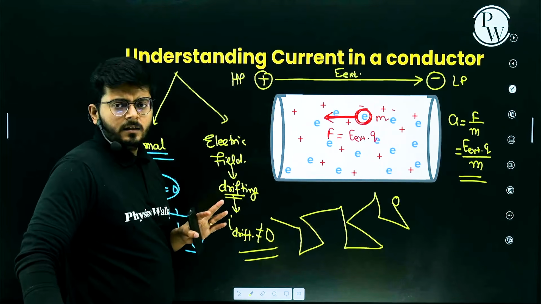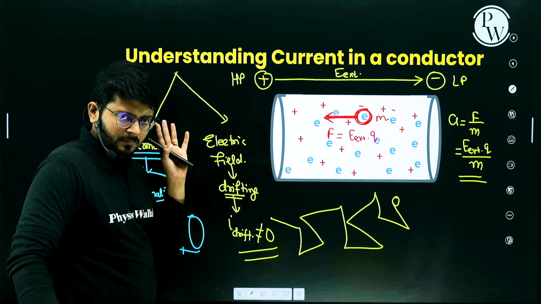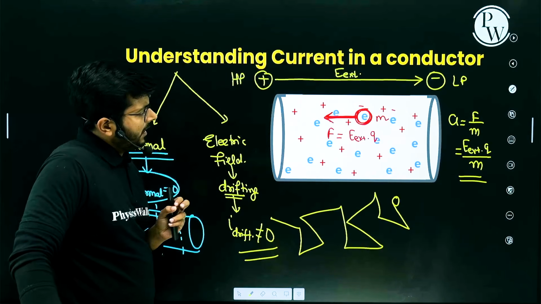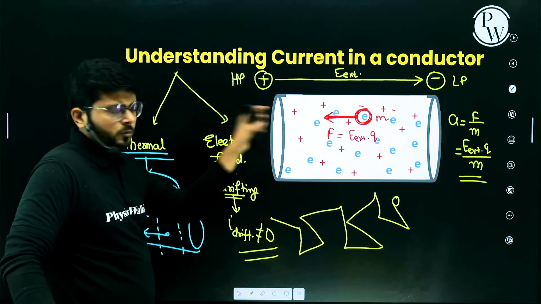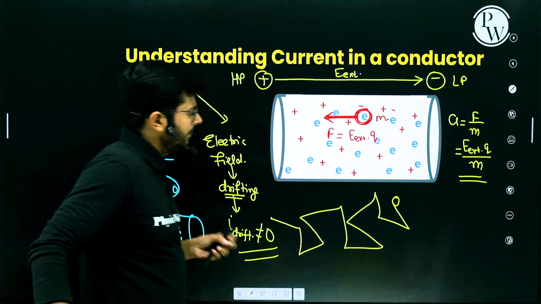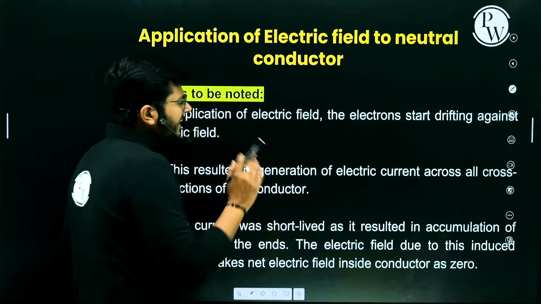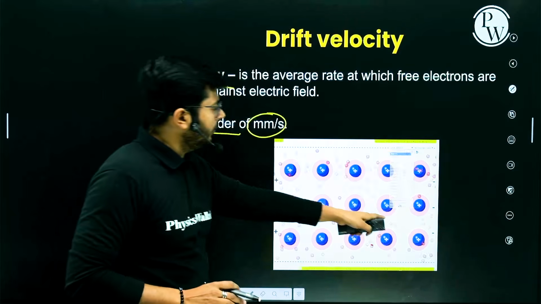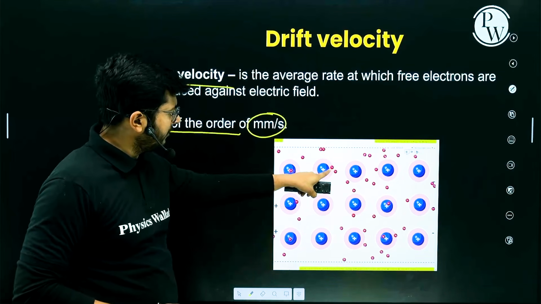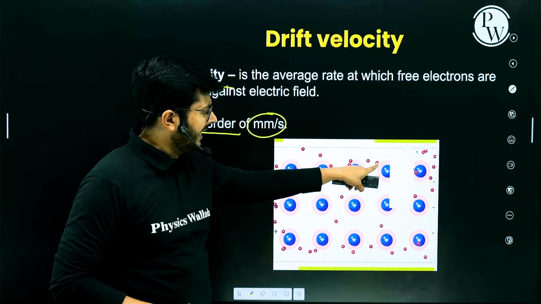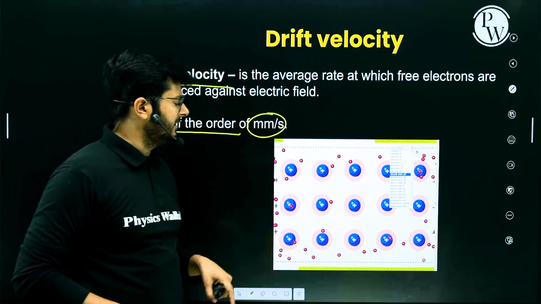Here, if you just focus, precisely, you will find that these electrons are not moving smoothly from one end to the other end, right? So what is happening? They are drifting. While they are drifting, they are colliding with the nearby particles. You see that the electrons are moving like this. So they are colliding with the nearby particles like this, right?